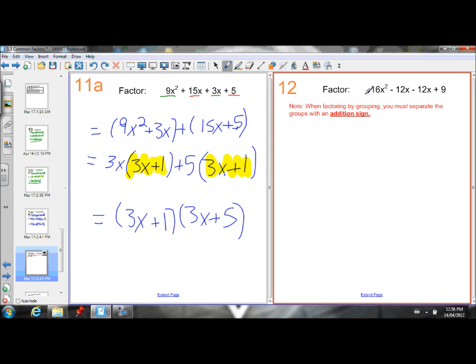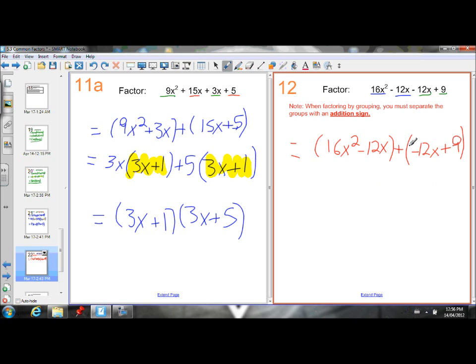But what we can do is group 16x squared and 12x together. We could take out a 4x, that would be good. And if we group the negative 12x and the 9 together, we could take out a 3. So let's do that grouping. Let's put the 16x squared and the minus 12x together, and let's also put the negative 12x and the 9 together and separate them with an addition sign.